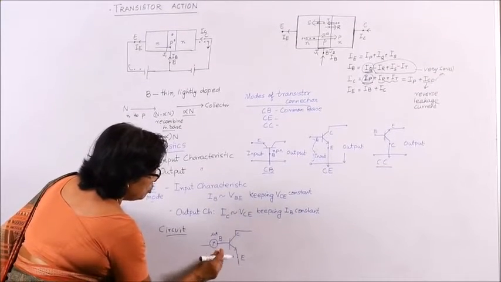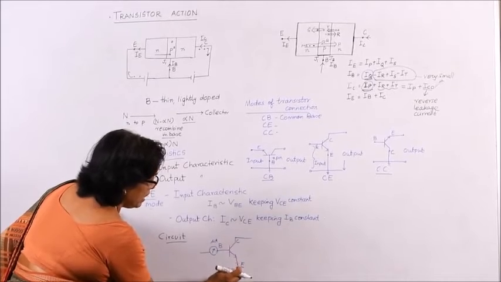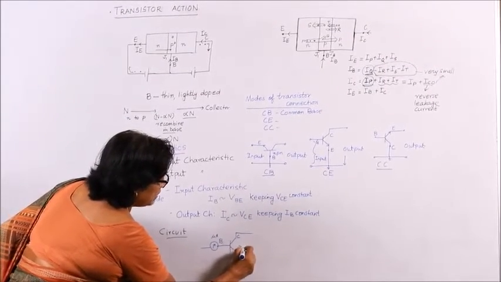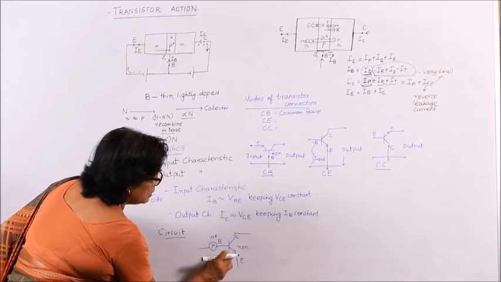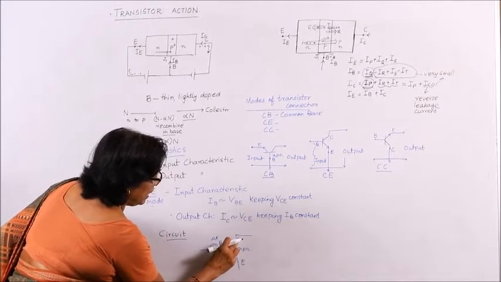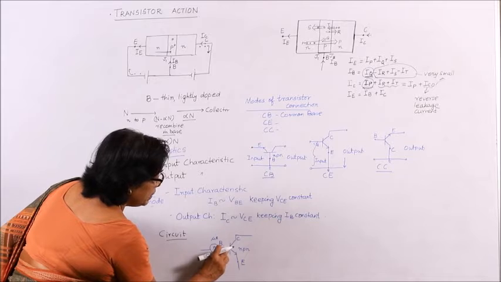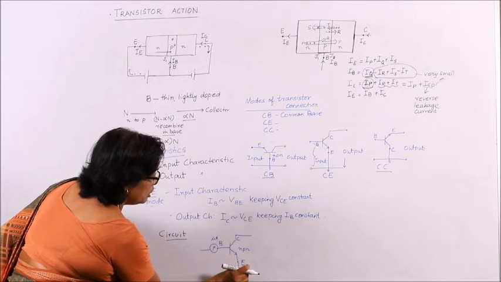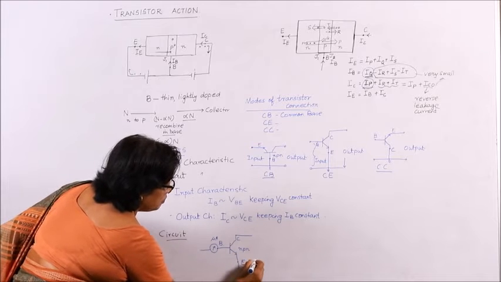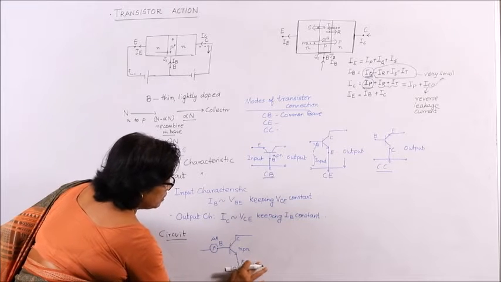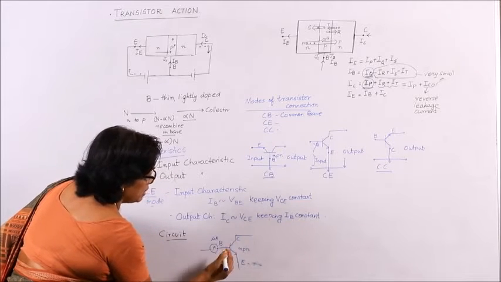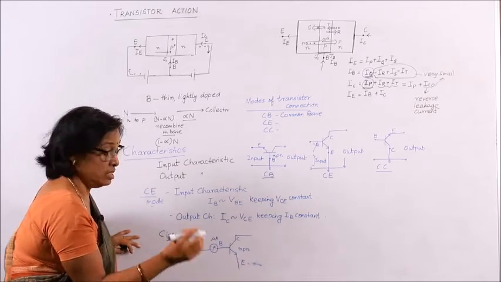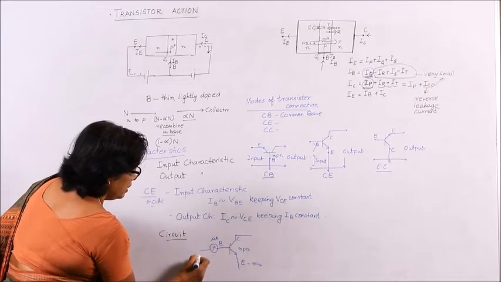Then I have to apply a voltage between base and emitter. And remember, this is an NPN transistor I am drawing. So, this is N, this is P, this is N. Because base is P, so P must be connected. Remember, emitter is always forward biased. This will be forward biased and collector will be reverse biased. To make it forward biased, the P side, the base, must be connected to positive.